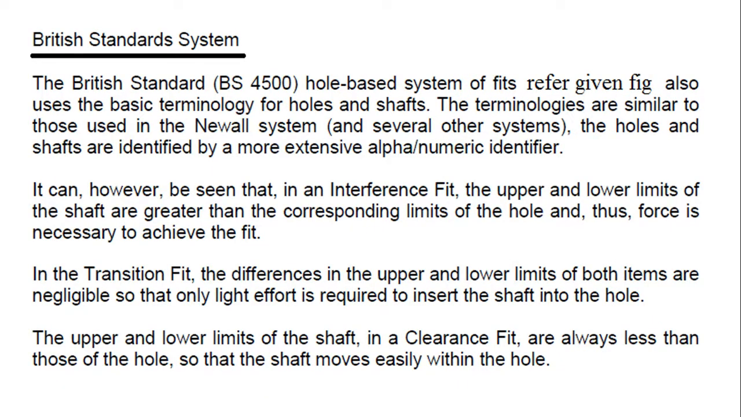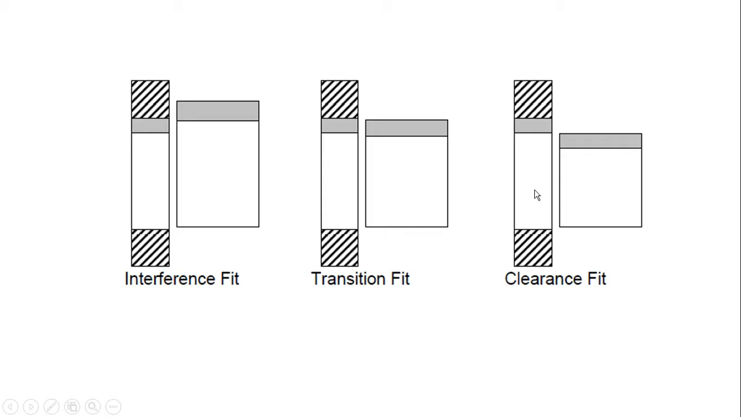Now come to the British standard system. There are many systems which we follow, but the main system is the BS 4500 system. Somewhere the ISO system is also followed, but here I'm trying to cover only the British standard system. For the system of fits, you have to refer to the given figure. So where is the figure? This is the figure, showing the interference fit, transition fit, and clearance fit.